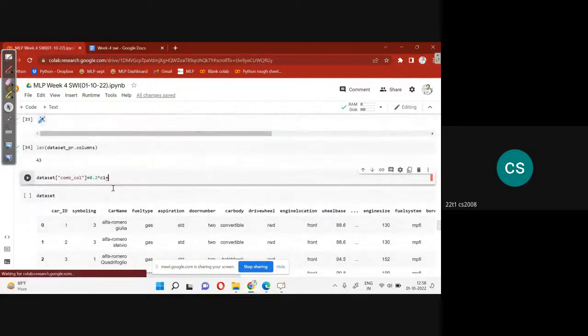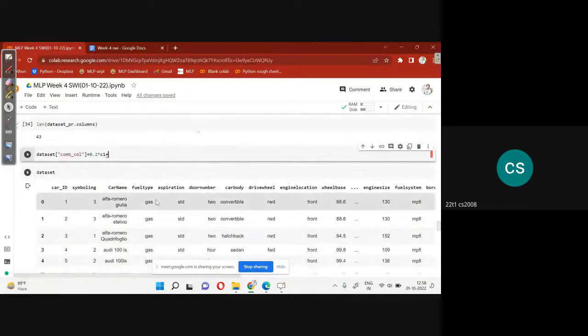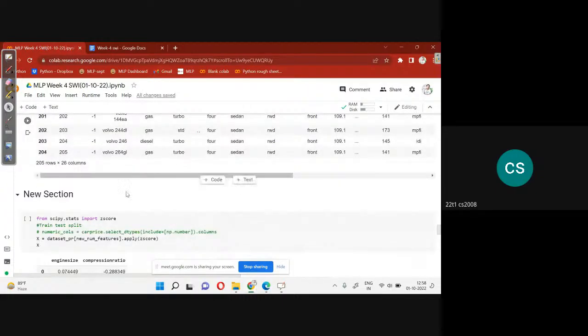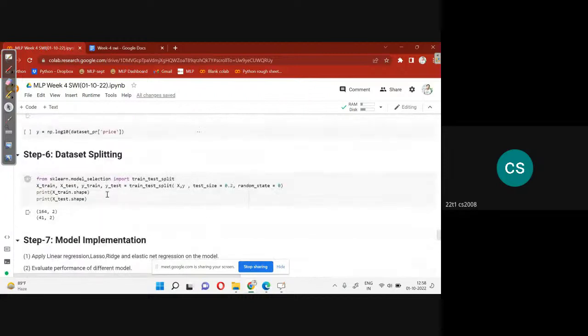Here we were trying to merge these two features, I mean the columns city mileage and highway mileage. So you can do that. Otherwise, let's move to this part.